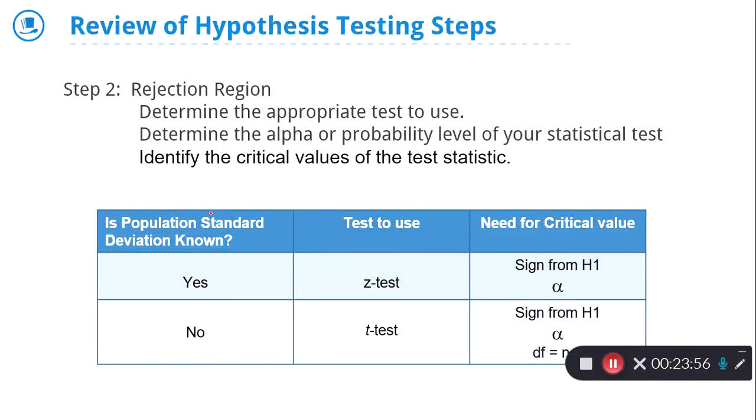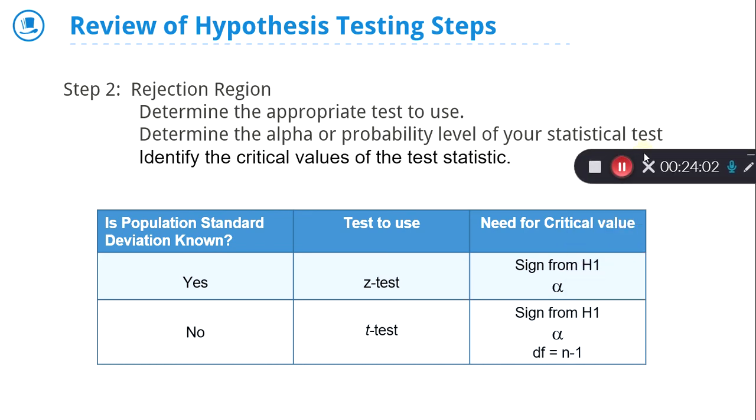The rejection region, right? This chart summarizes the rejection region. First, we have to determine the appropriate test to use. Is the population standard deviation known? Yes. It's a z-test? No, it's a t-test.